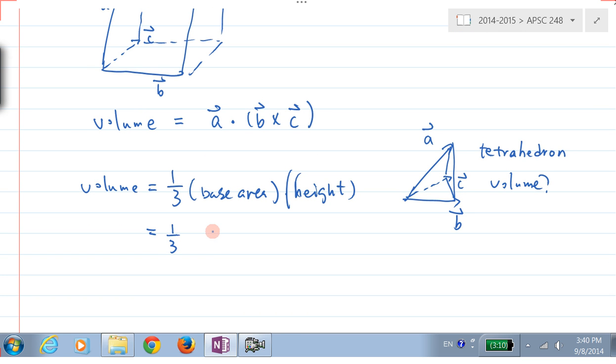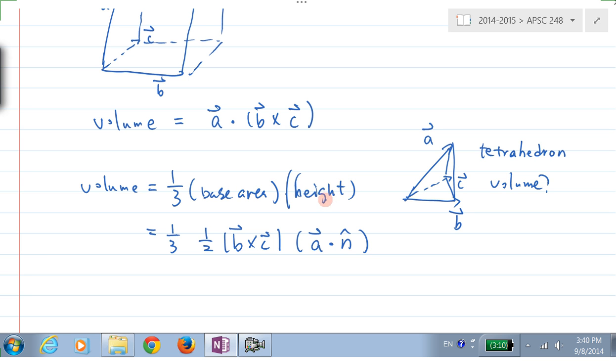So 1/2 of the base area. For the base area, we also did an exercise for the parallelogram. The base area using the vector concept is the magnitude of B cross C, so for the triangle it is 1/2 the magnitude of B cross C. And the height is A dot the direction perpendicular to the plane formed by B and C. So basically, this is the height. We're looking for the height.